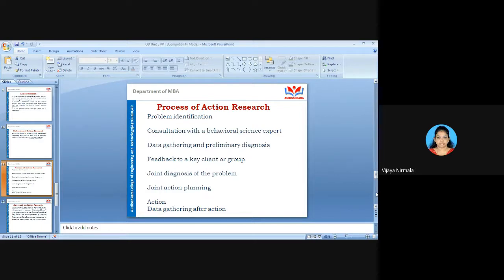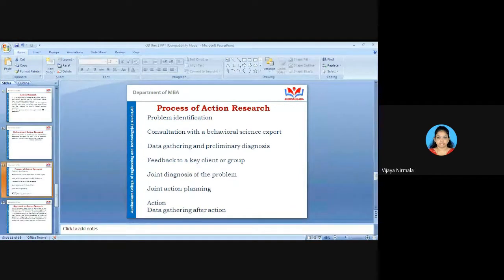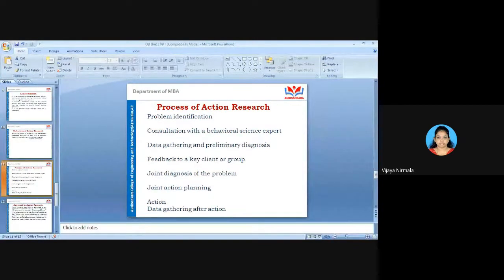The next step in the process of action research is action. This stage involves the actual change from one organizational state to another. It includes installing new methods and procedures, reorganizing structures and work designs, and reinforcing the new behaviors.